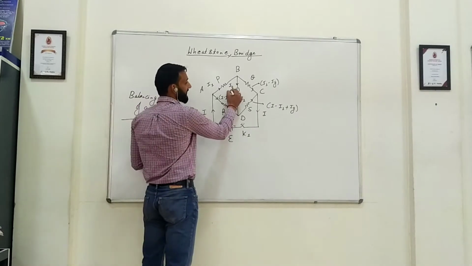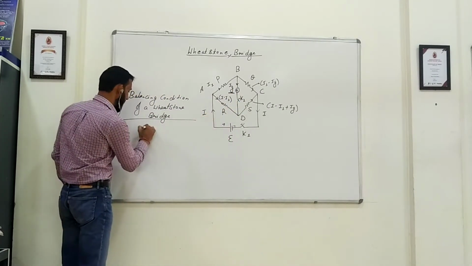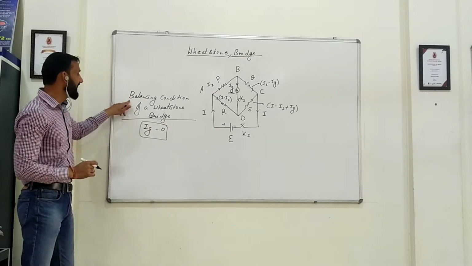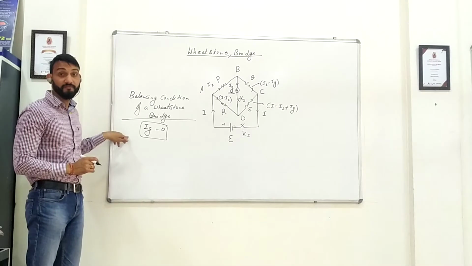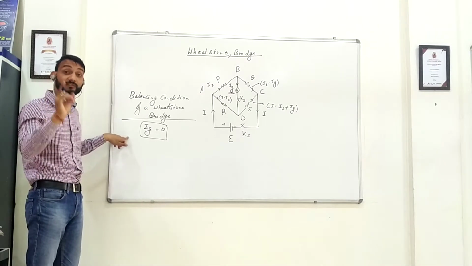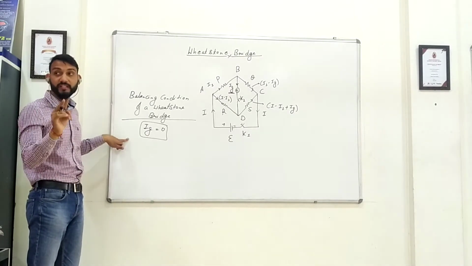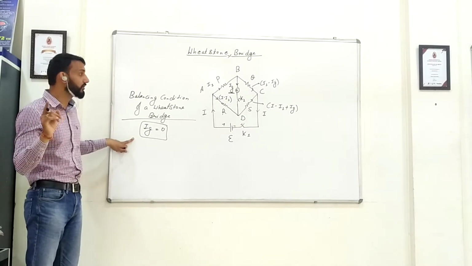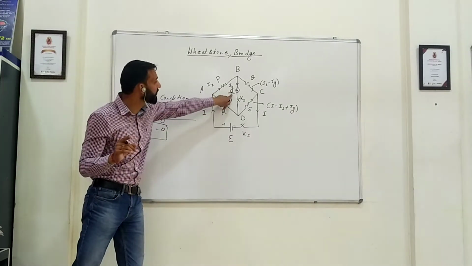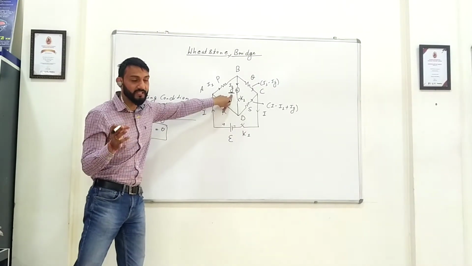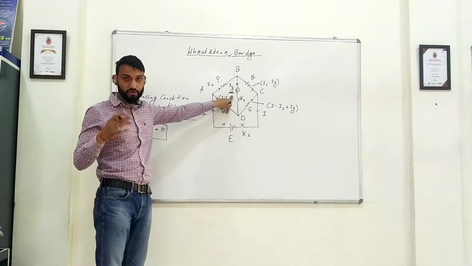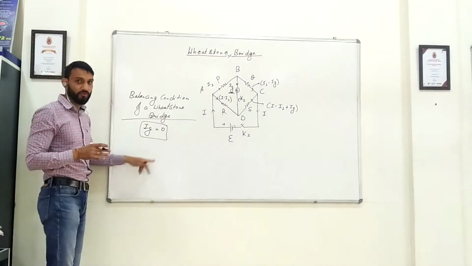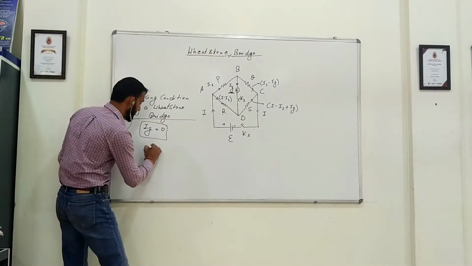Or the galvanometer current Ig is equal to 0. When this is 0, we say this is the balancing condition of a Wheatstone bridge. It means the Wheatstone bridge will be balanced only if the galvanometer shows no deflection, that is, the current through the galvanometer is 0, right? If the galvanometer does not show any deflection, it means that the current through the galvanometer is 0, and in that case this Wheatstone bridge is a balanced one.